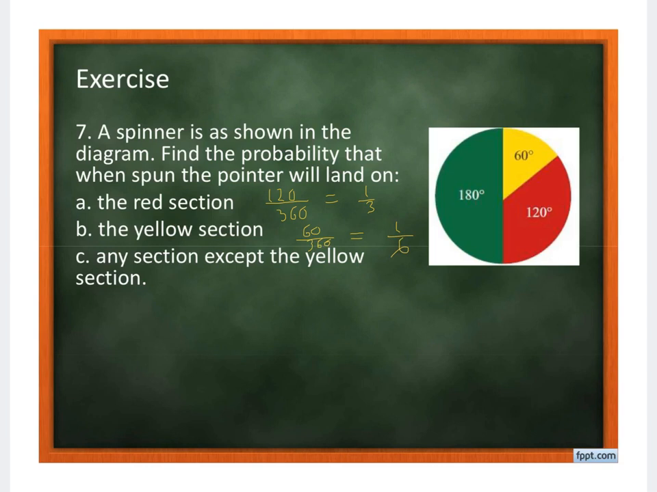Any section except the yellow means the green and the red. So any section except yellow is green and red. 180 plus 120 is 300 over 360, which is 5/6.